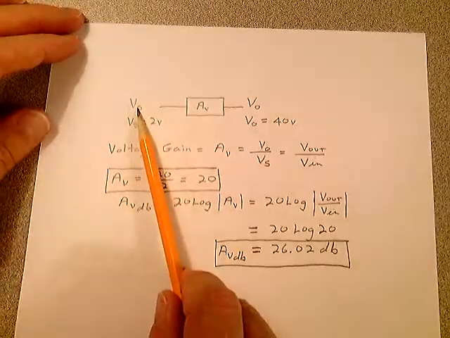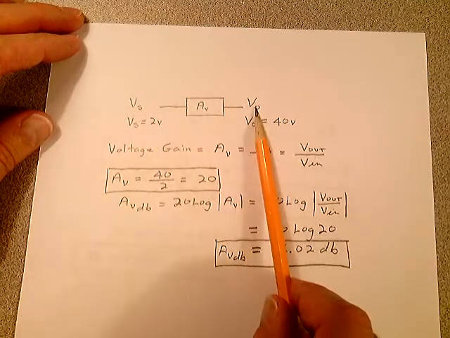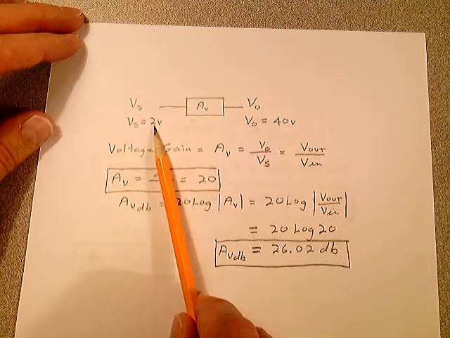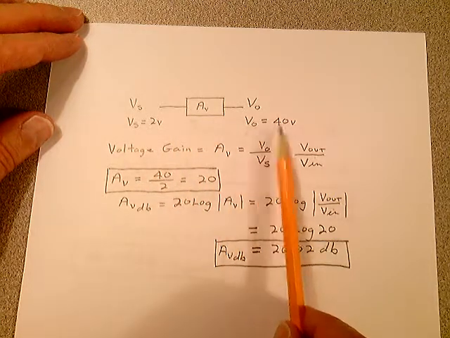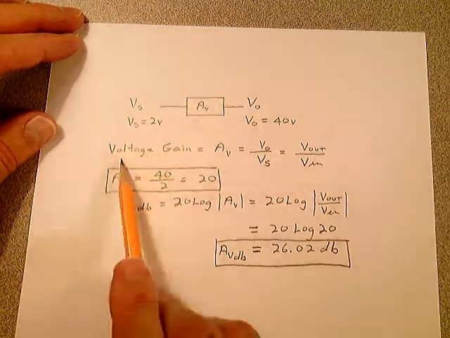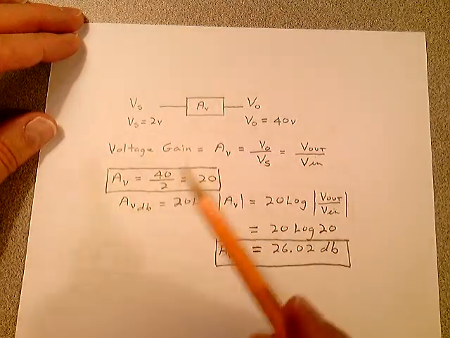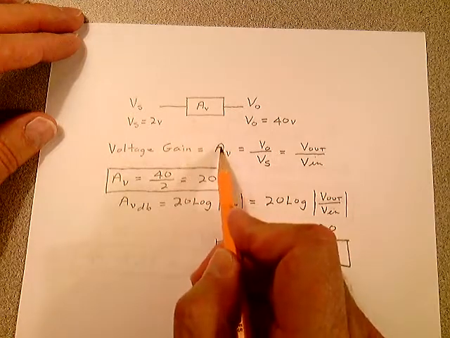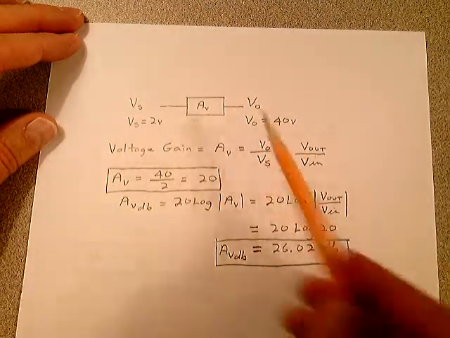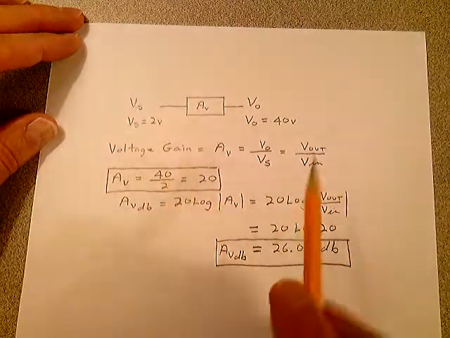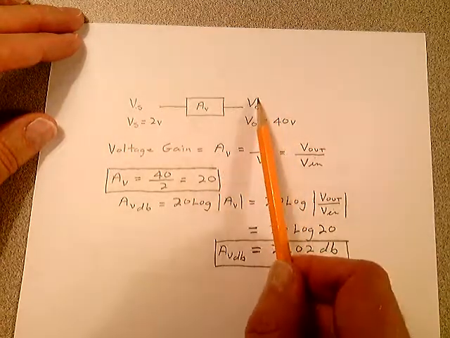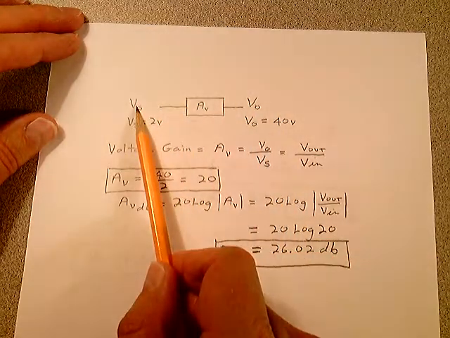And I have some Vs on the input, and I have some V out on the output. Well, it turns out in this example, Vs is 2 volts, and V out is 40 volts. So we're going to find something called a voltage gain. A voltage gain is equal to A sub V. That's the symbol for a voltage gain in this course. And it's defined by V out over Vs, the source voltage. A lot of other textbooks define it as V out over V in.